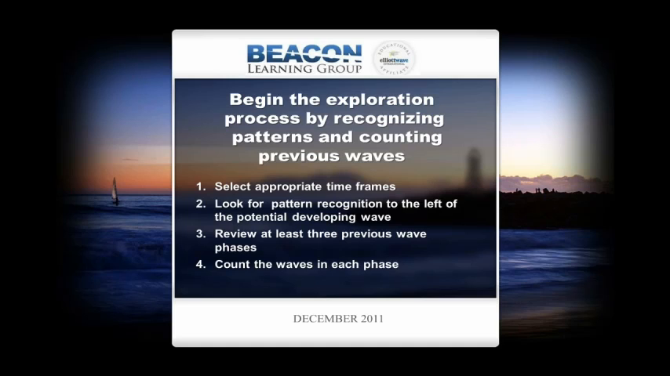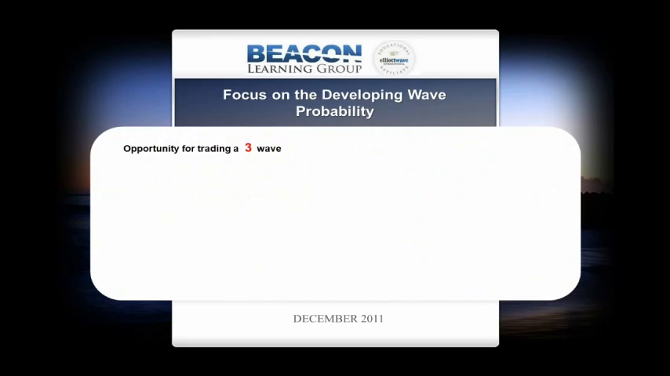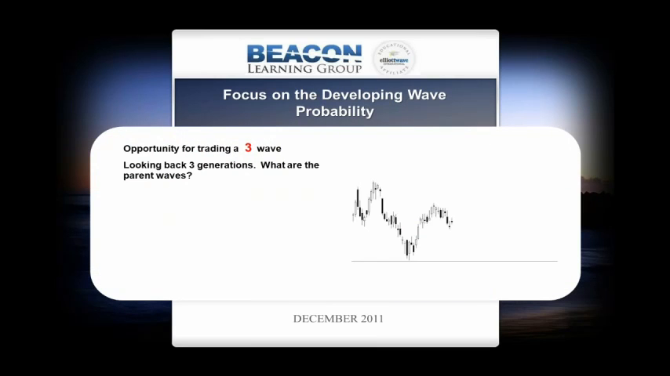We have to be able to count the waves in each one of the phases. And we have to get a fairly clear count if this is going to work at all. We have to be able to identify a wave sequence for each phase. And in the process, there are opportunities for trading a 3-wave. Look back 3 generations, what are the parent waves looking like? In this particular situation, if I look back 3 waves, I could see a 3 count, a 5 count, and a 5 count as we look through this particular pattern.